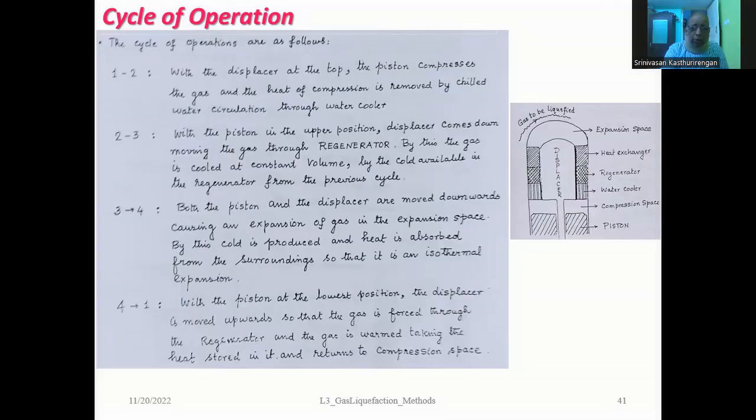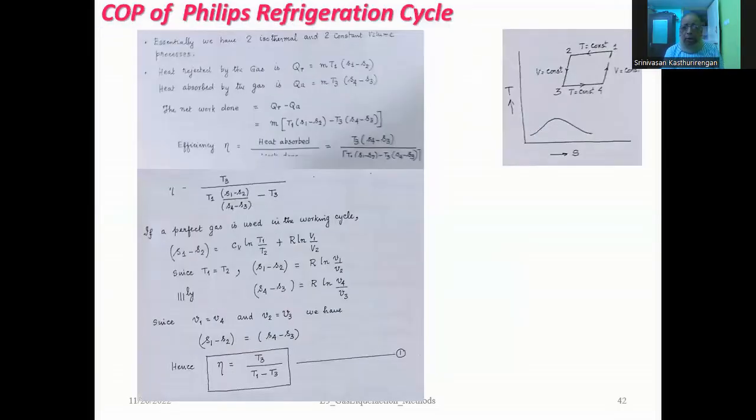Okay. So what we notice is there are 4 processes that we have seen. 1 to 2 is the isothermal compression. 2 to 3 is a constant volume process, where the gas gets cooled. And 3 to 4 is isothermal expansion. And 4 to 1 is a constant volume process, where the gas gets heated. So essentially, we have two isothermal processes and two constant volume processes.